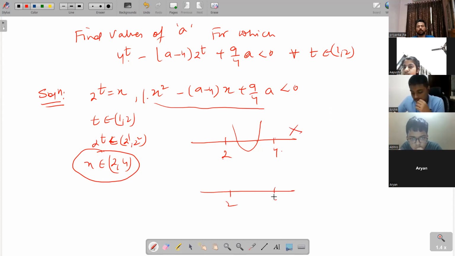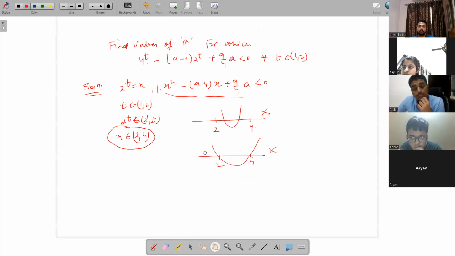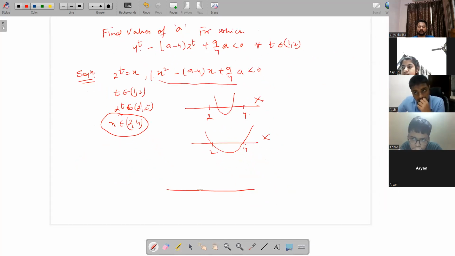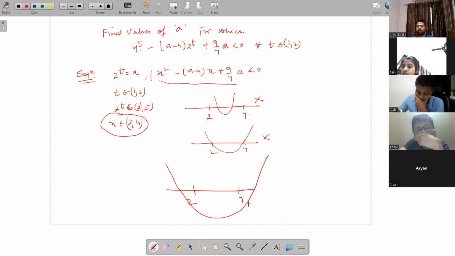So this is also not possible because at 2 and 4, this is becoming equal to 0. So that is not possible. So what is possible? Concave downwards होगा. This is 2 and this is 4. So this can be like this. So now you can see that for every value of x lying between 2 to 4, the graph always lies below the x-axis. So graph will be negative only, right?